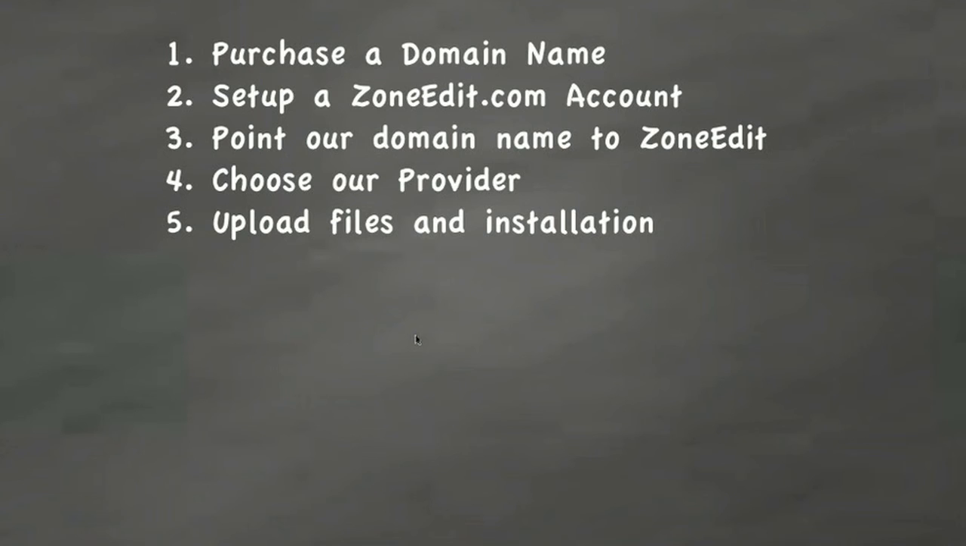Then you're going to set up an account, a free account, at zoneedit.com. You're going to go back to where you purchased your domain and point it to the ZoneEdit name servers that you're provided with. Then you're going to choose your provider where you want to host your site. And finally, you're going to upload your files and then start the installation, at which point I'd go back to those installation videos and just follow those.